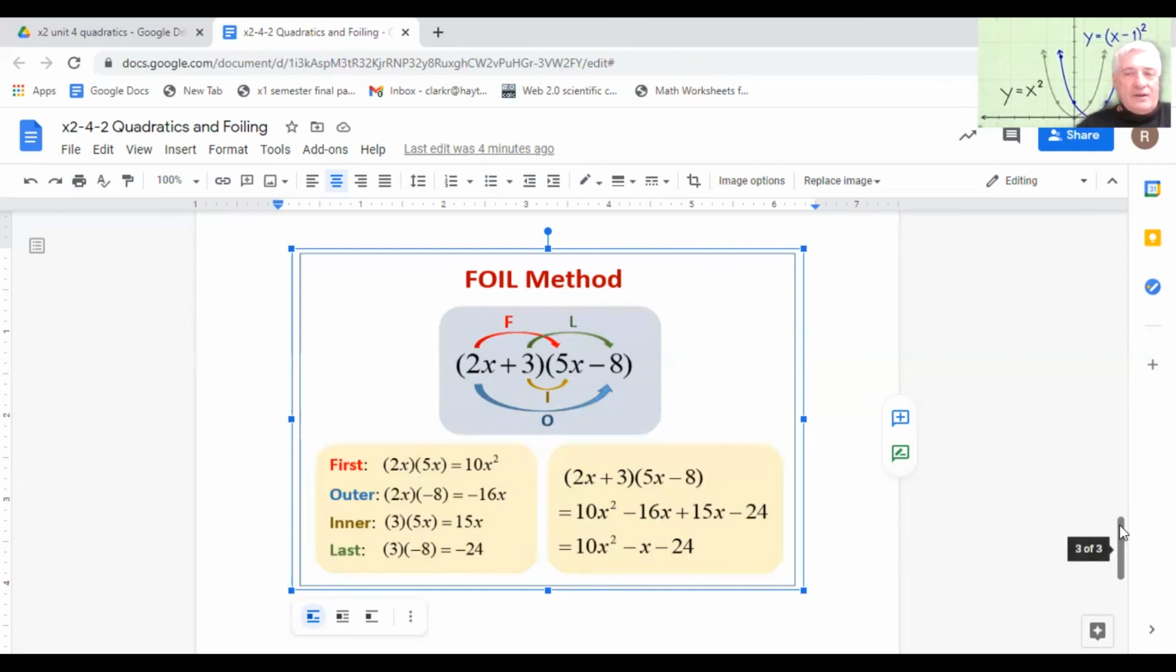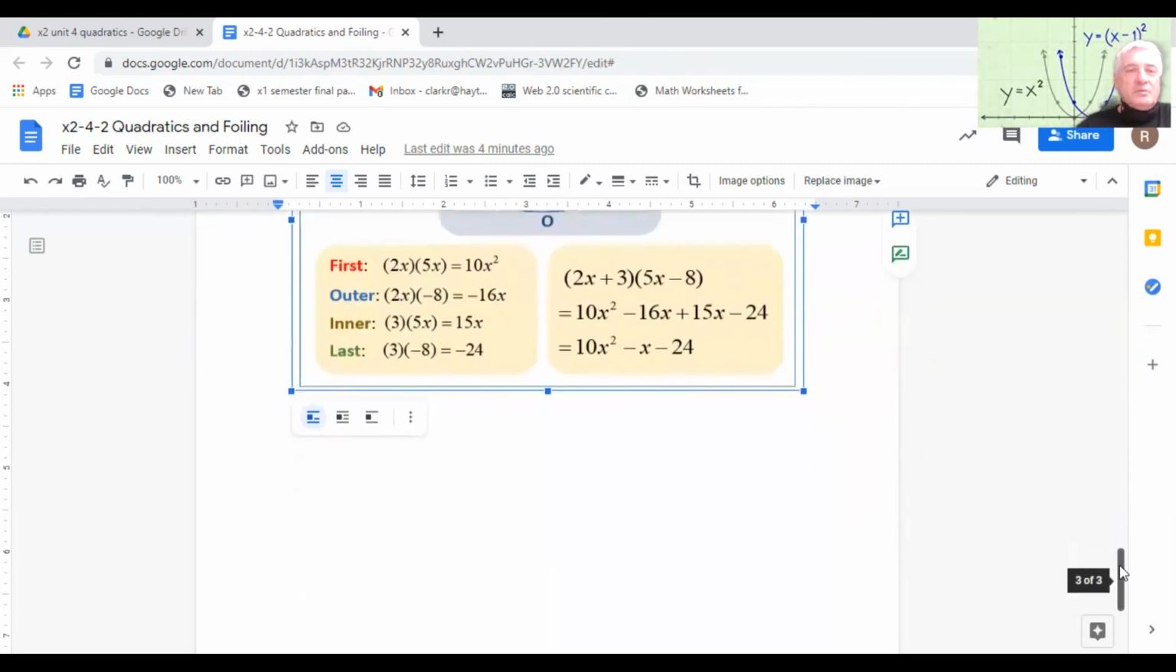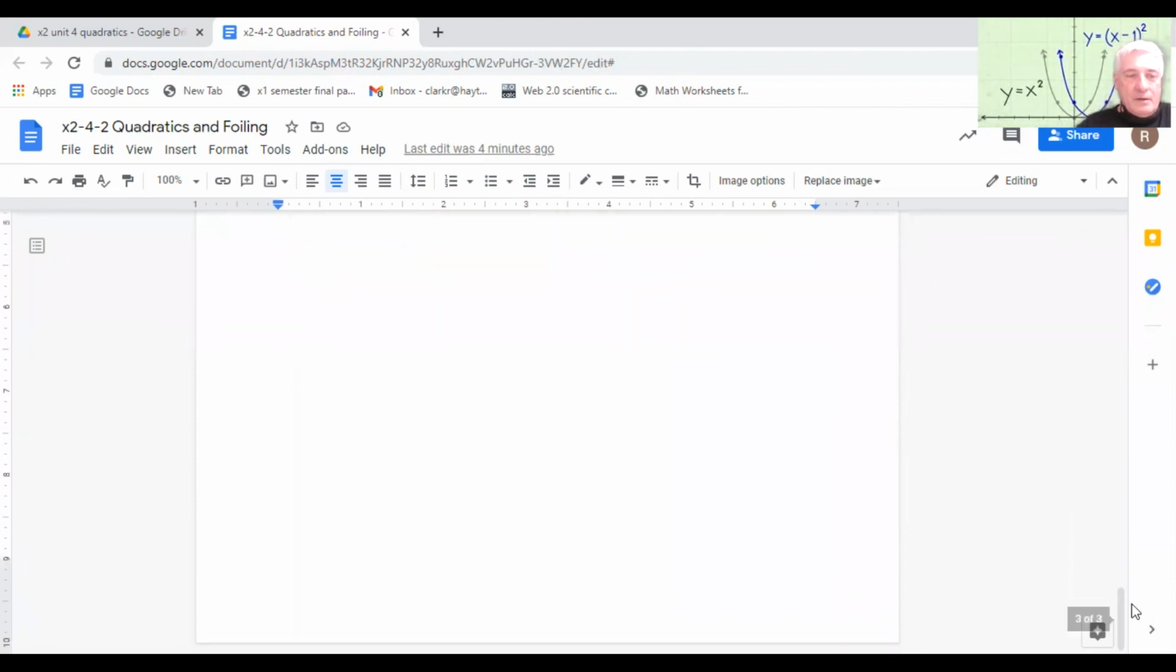Now, I have an IXL assignment on the bottom of this. Please complete that. And remember, F-O-I-L. And I know I don't say it as well as Cowboy, but it's F-O-I-L. First, outer, inner, last.